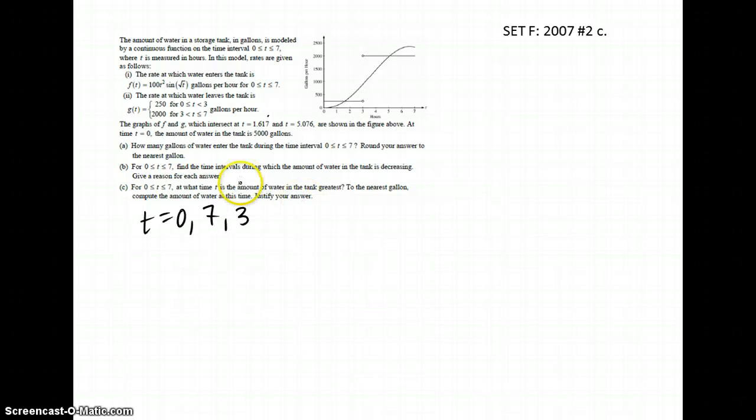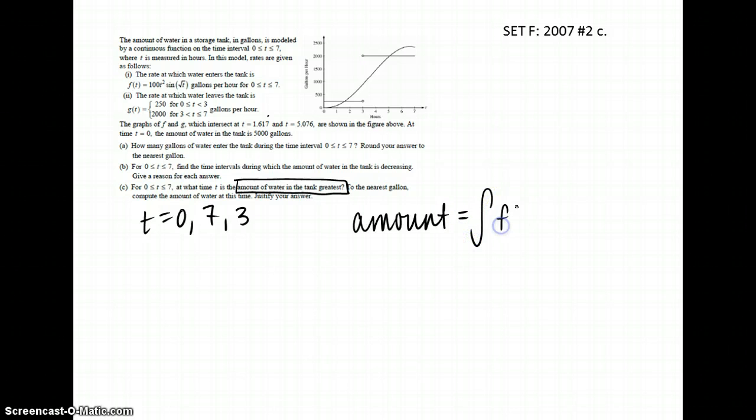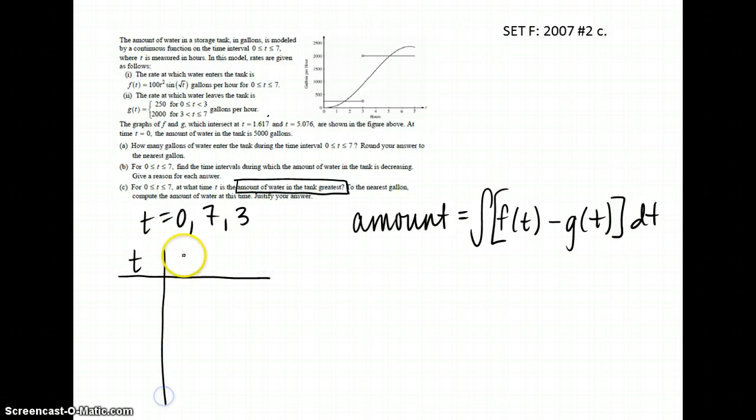Okay, so now we're discussing the amount of water in the tank. These are the rates at which the water enters the tank and leaves the tank. So for the amount of water in the tank, we're going to have to integrate. And what are we going to integrate? We're going to integrate the rate at which the water goes into the tank minus the rate at which the water comes out of the tank. It asks us when it occurs and what it is. So 0, 3, and 7.